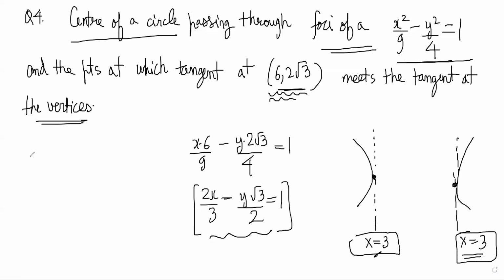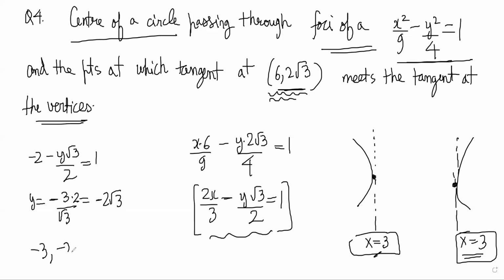If x is equal to minus 3, you get minus 2 minus y root 3 by 2 equals 1. So y root 3 by 2 is equal to minus 3, so y is minus 2 root 3. One point is minus 3 comma minus 2 root 3. Another point is when you put plus 3 here, you get 2 minus this, so 1 is equal to this, so y is 2 by root 3. These are the 2 points where the tangent meets.